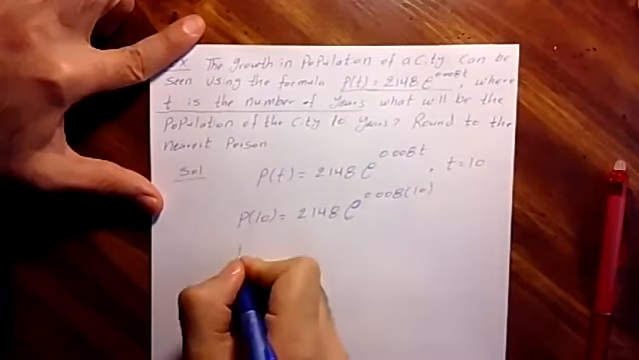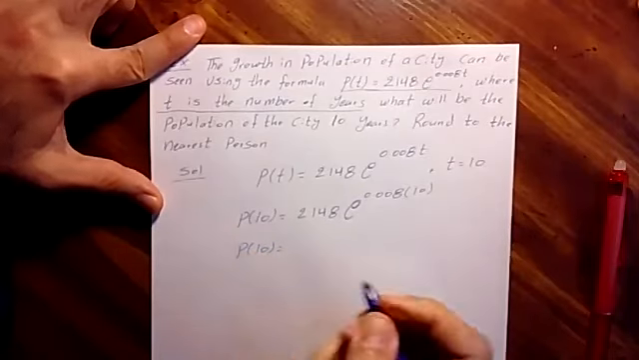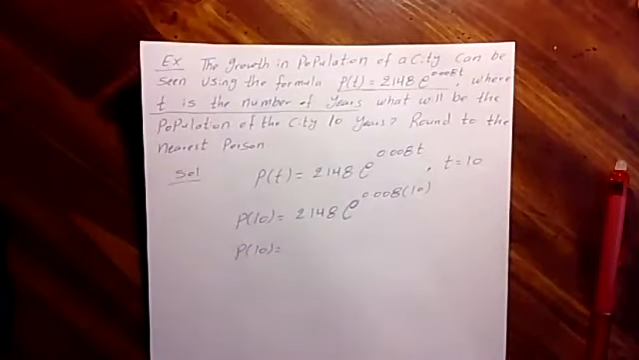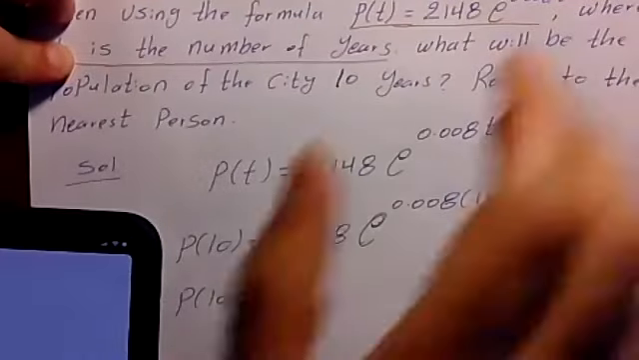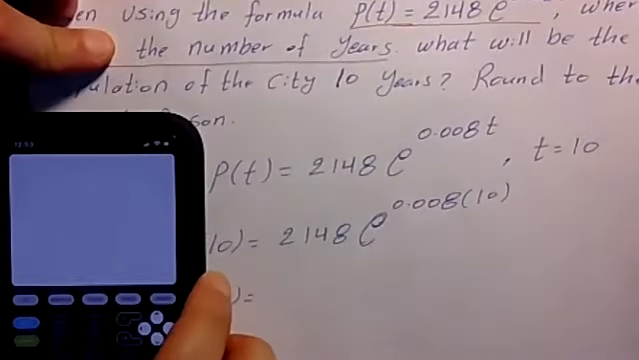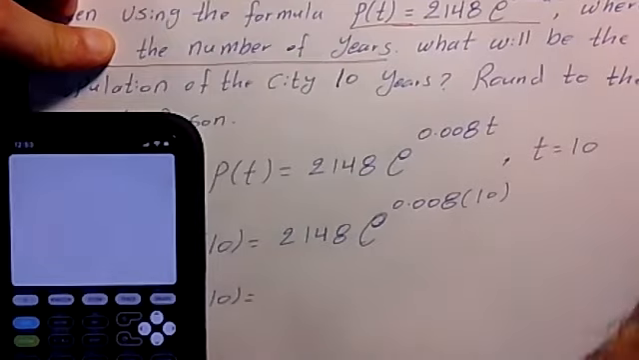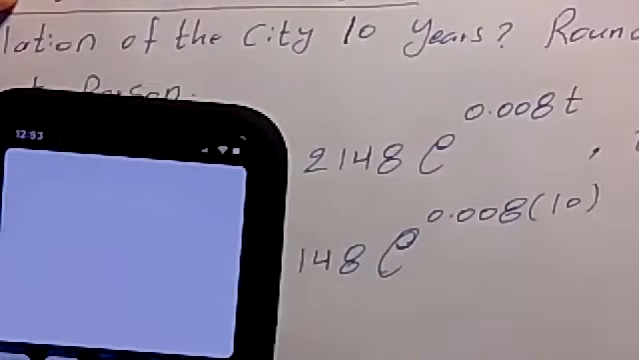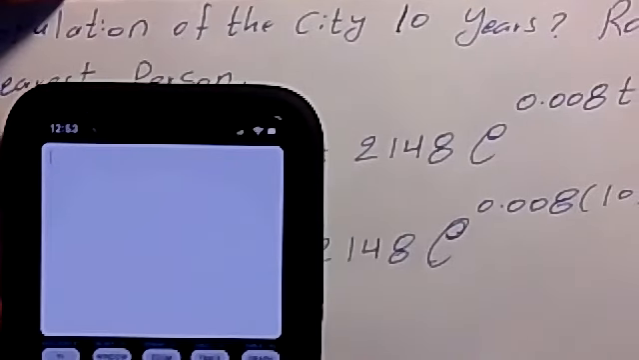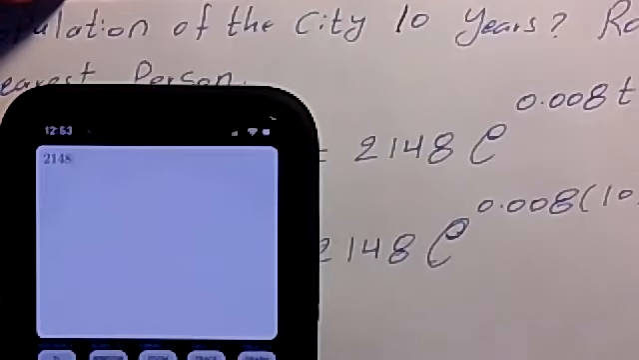Now, the next step, P of 10, go ahead, use the calculator. Let's show you how to use the calculator, because there you have to use the e function, which is the second function for the ln. This one. So I'm going to plug in this number, 2,148. Now we have to write down the e function.